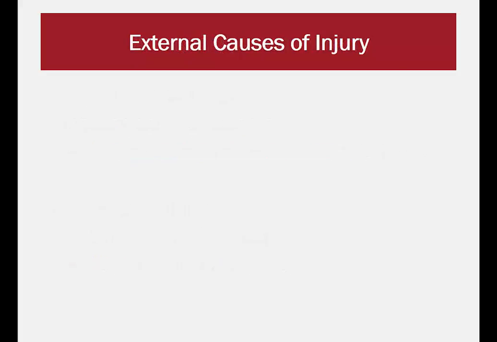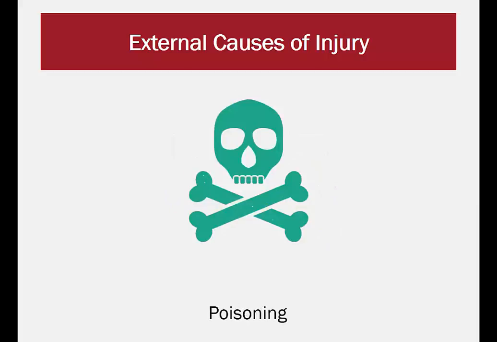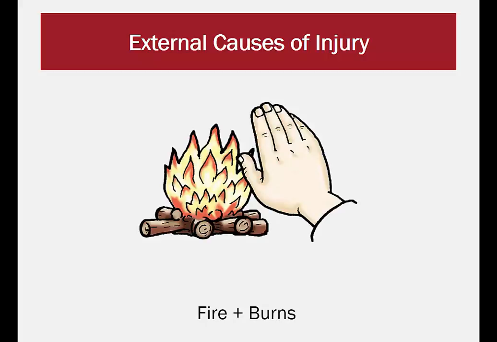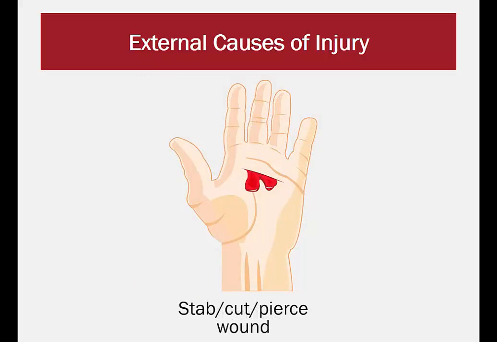Another common way to classify/analyze injury data is by the external cause. This refers to the event that occurred that caused that individual to sustain an injury. These external causes can be unintentional or intentional. Some common examples of causes include motor vehicle collisions, falls, poisonings, fire/burns, drowning, and stabbing/piercing wounds.